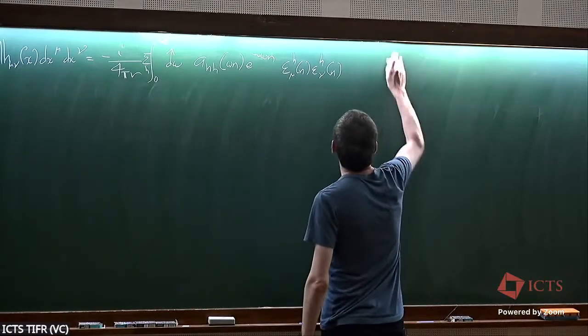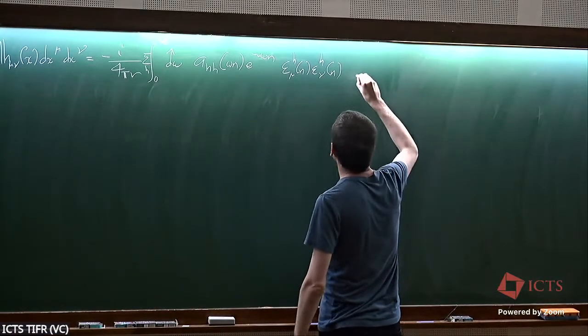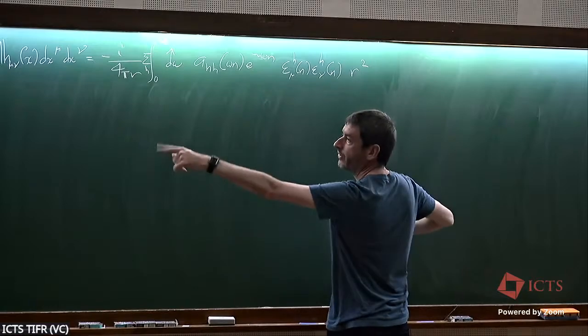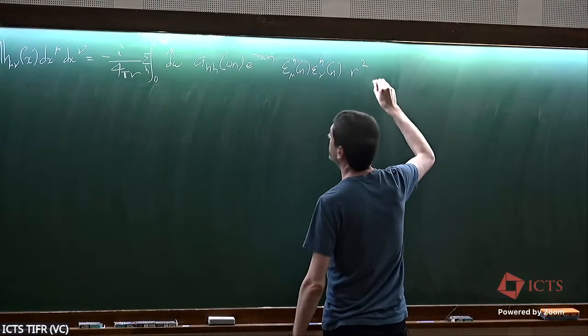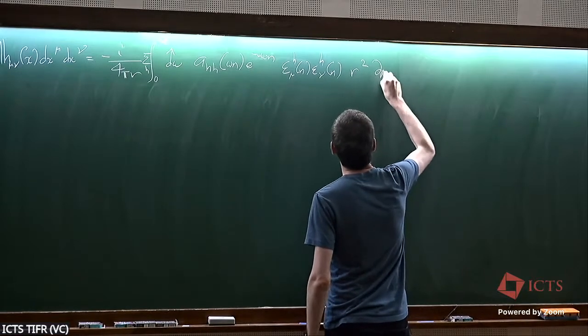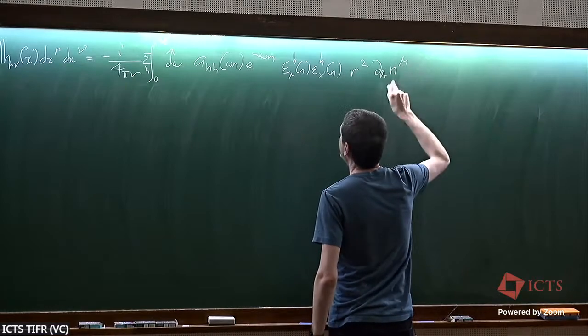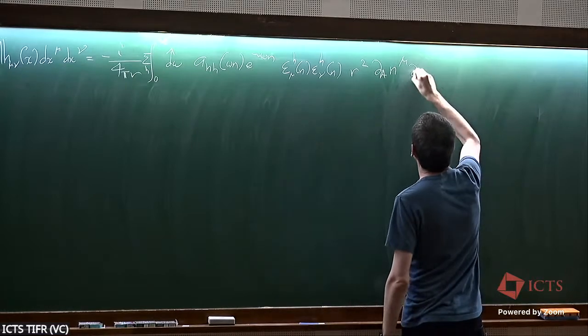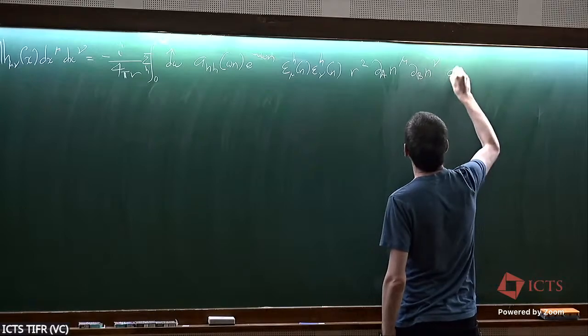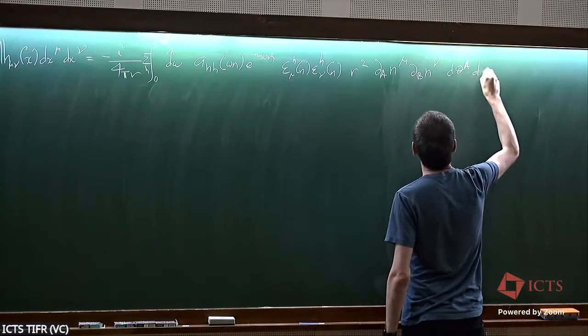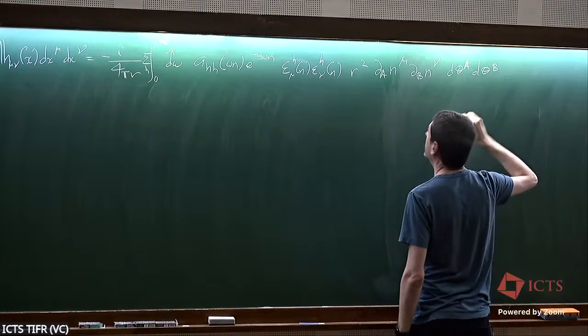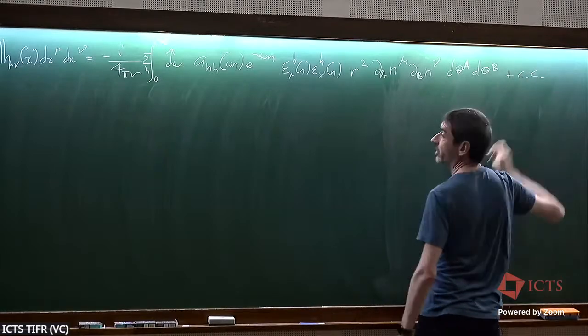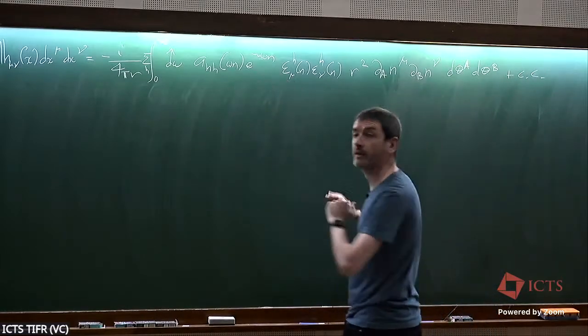Now dn comes with an r squared, because there are two terms, two r dn's. I can write them then as dA n mu, dotting into dB n mu, d theta A, d theta B, plus complex conjugate, to take the complex conjugate of the whole thing.